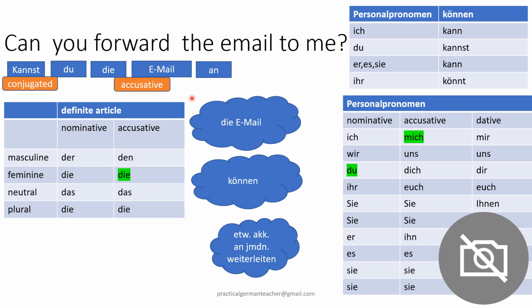Then the preposition an, and what comes after an should be accusative, and it's a pronoun, so it's mich. And then of course the verb as it is, weiterleiten. Remember, when you have a modal verb and a verb in a sentence, you only conjugate the modal verb. The other verb, you just use as it is in its infinitive form. I hope you know what the infinitive form of a verb is. For example, this is the infinitive form, können, and these are the conjugations. Okay.